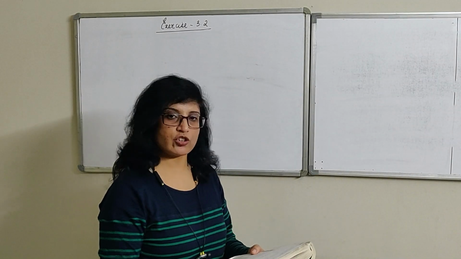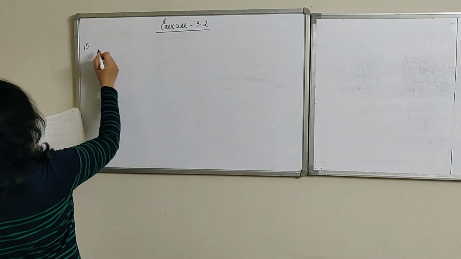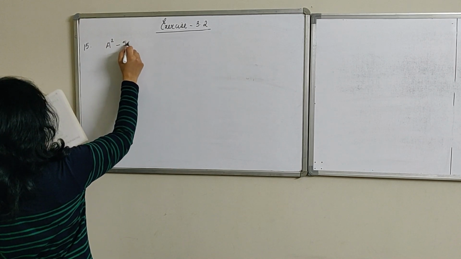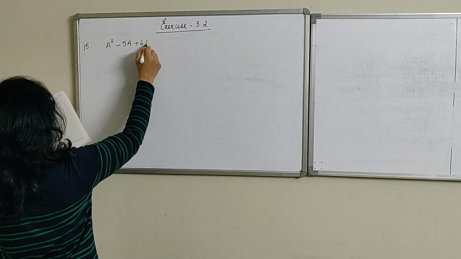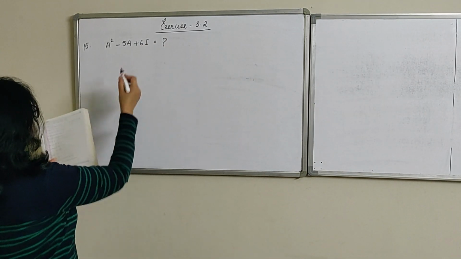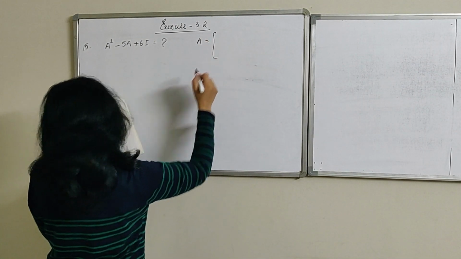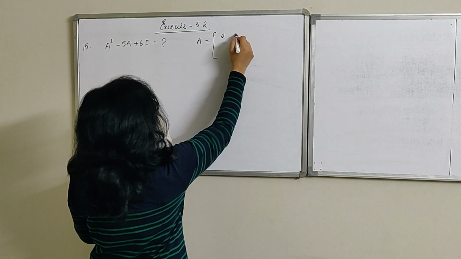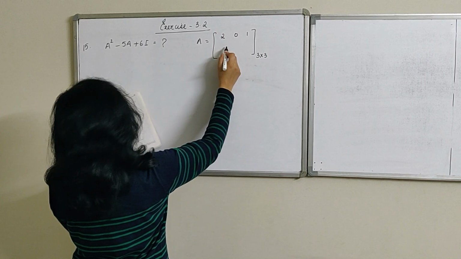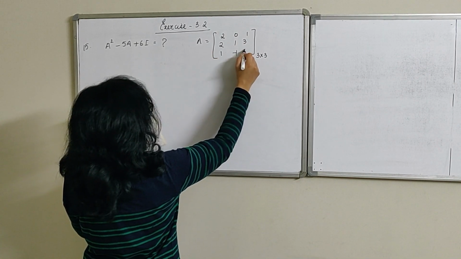So next we try question number 15. So in the 15th question, we have to find out A square minus 5A plus 6I, where A is a matrix, I is an identity matrix, and the matrix A is defined as a 3 by 3 matrix with elements like this.